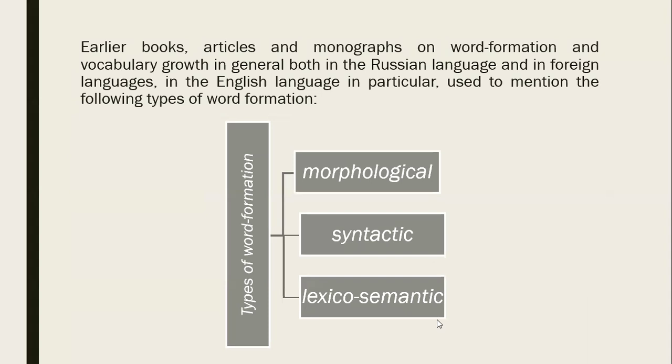There are books, articles, and monographs on word formation and vocabulary growth in general, both in the Russian language and foreign languages, in the English language in particular. It is usual to mention the following types of word formation. Types of word formation are morphological, syntactic, and lexicosemantic.